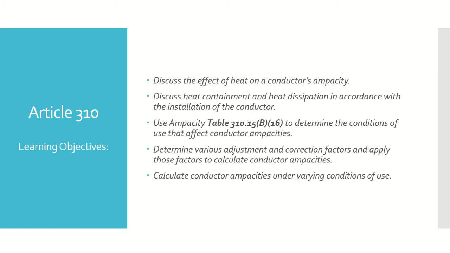All right, so the learning objectives for today are to discuss the effect of heat on a conductor's ampacity, discuss heat containment and heat dissipation in accordance with the installation of this conductor. We're going to use table 310.15(B)(16) to determine the conditions of use that affect conductor ampacities. We'll determine various adjustments and correction factors and apply those factors to calculate conductor ampacities. And we're also going to calculate conductor ampacities under varying conditions of use. So we got a lot going on this lesson.